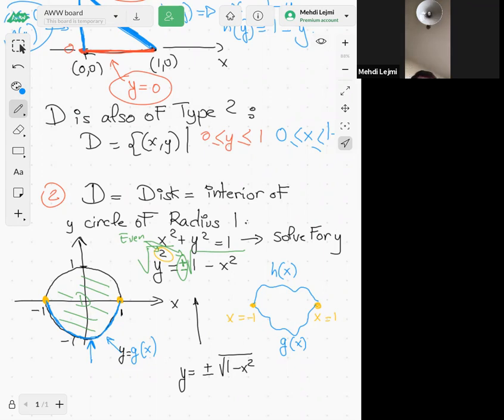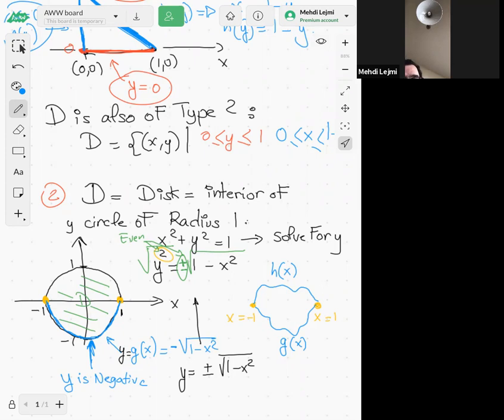Below the x-axis, the y coordinate is going to be negative, right? So here my y is negative, because we are below the x-axis. So what would be the equation of g of x? Well, my y, which is g of x, is just minus the square root of 1 minus x squared. Now, that's my g of x.